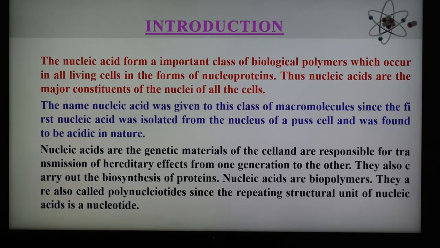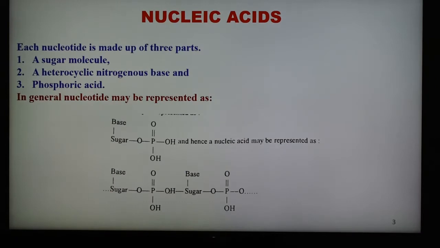They are also called polynucleotides since the repeating structural unit, that is the monomer unit of the nucleic acid, is a nucleotide. Each nucleotide is made up of three parts: a sugar molecule, a heterocyclic nitrogenous base, and phosphoric acid. These are the three parts of the nucleic acid, and here they are shown.